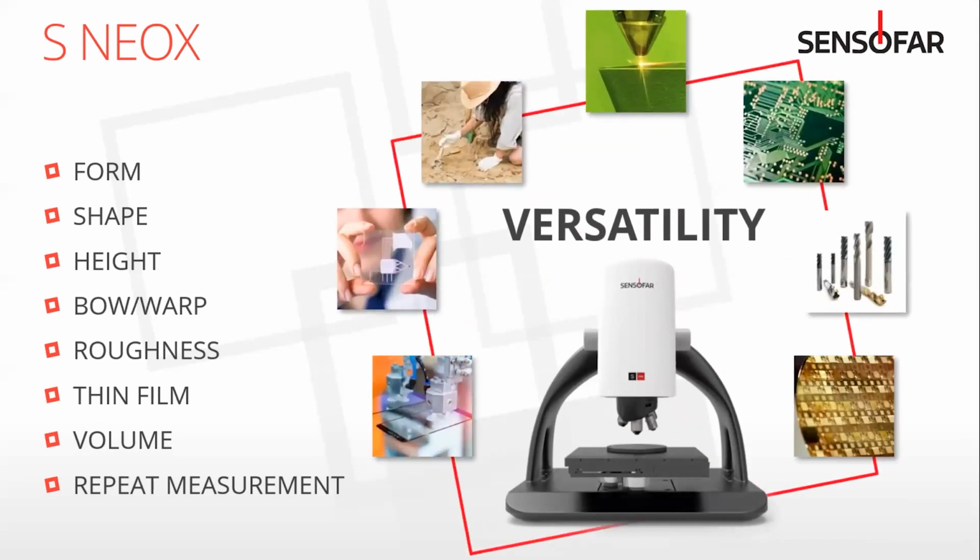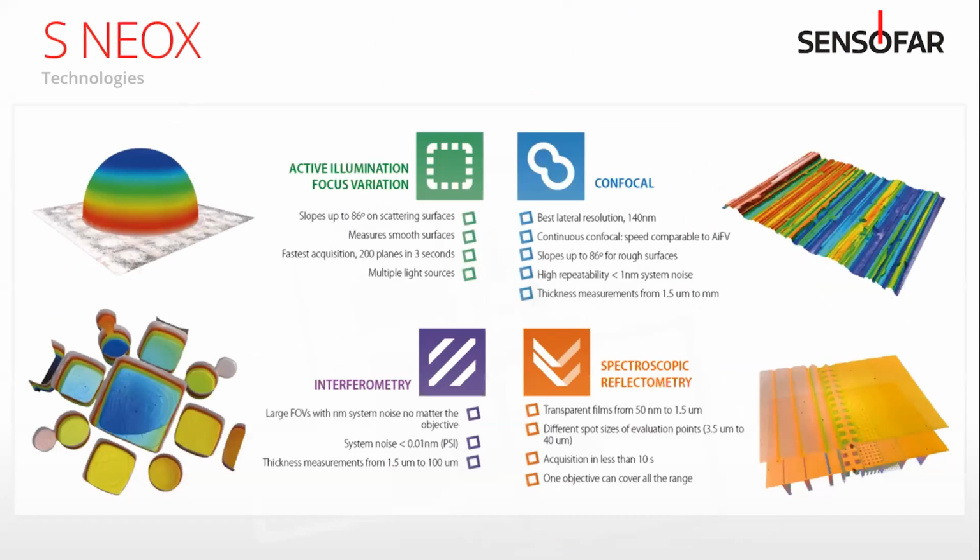And as David mentioned, it's a super, super versatile system. It's got a bunch of different technologies packed within it that allow you to measure roughness, surface finish, but also grab form, shape, height, bow, warp, etc. So the technologies inside of it are focus variation, confocal, interferometry, and spectroscopic reflectometry.